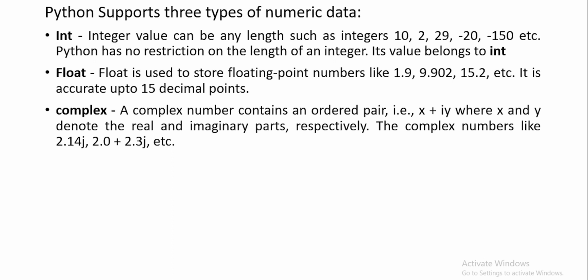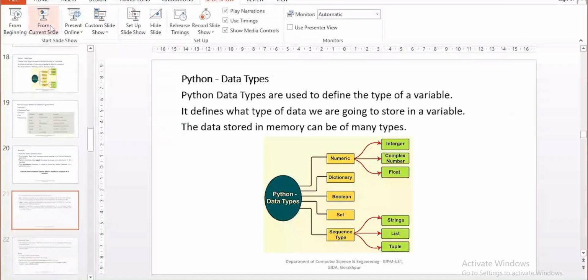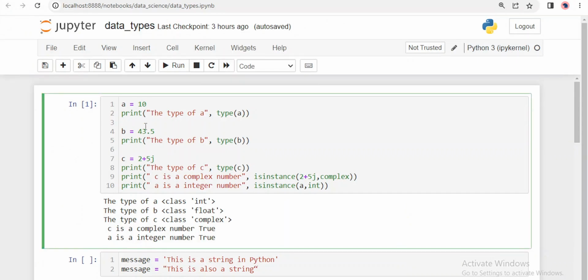So numeric data: int, float, and complex. Integer values can be of any length, such as 10, 29, minus 20, etc., and there is no restriction on the length of the integer, so it belongs to int. Float is allowed up to 15 decimal points. And complex numbers, you know, are numbers in the form of x plus iy, where x is a real number and y is an imaginary number. So x plus iy are the complex numbers supported by Python.